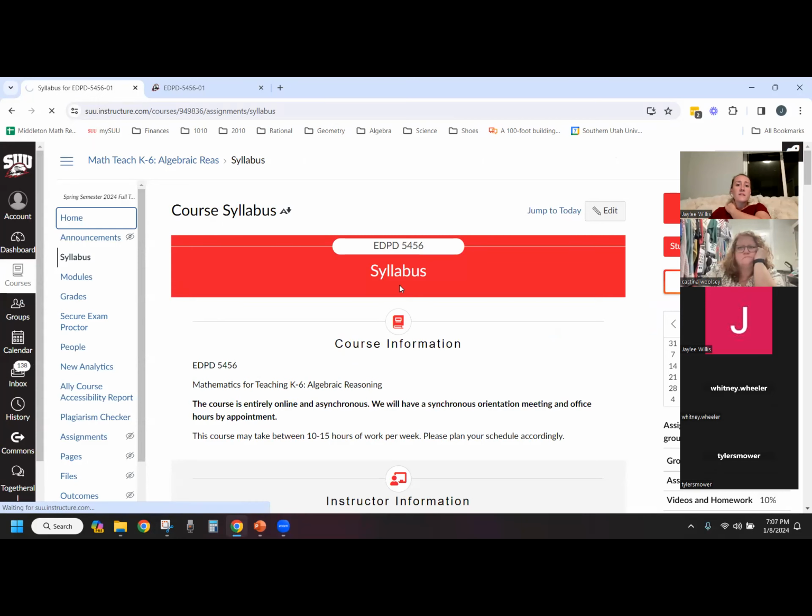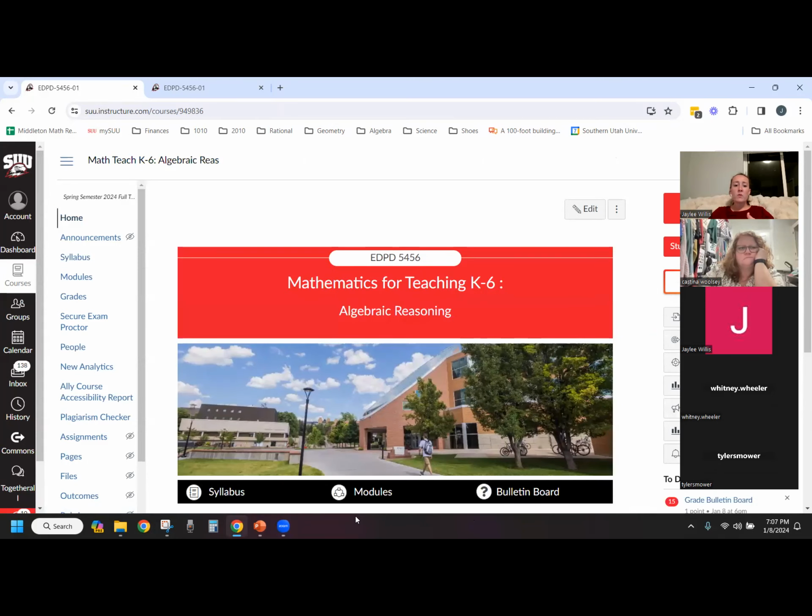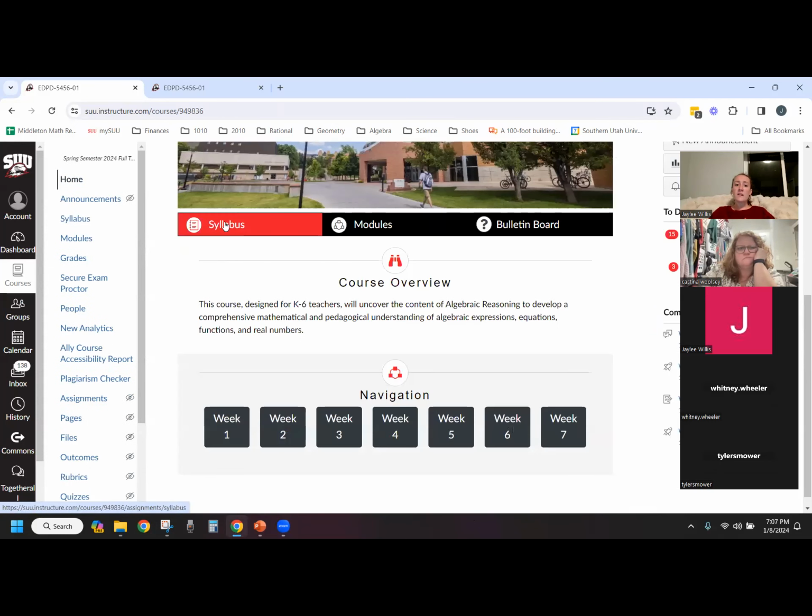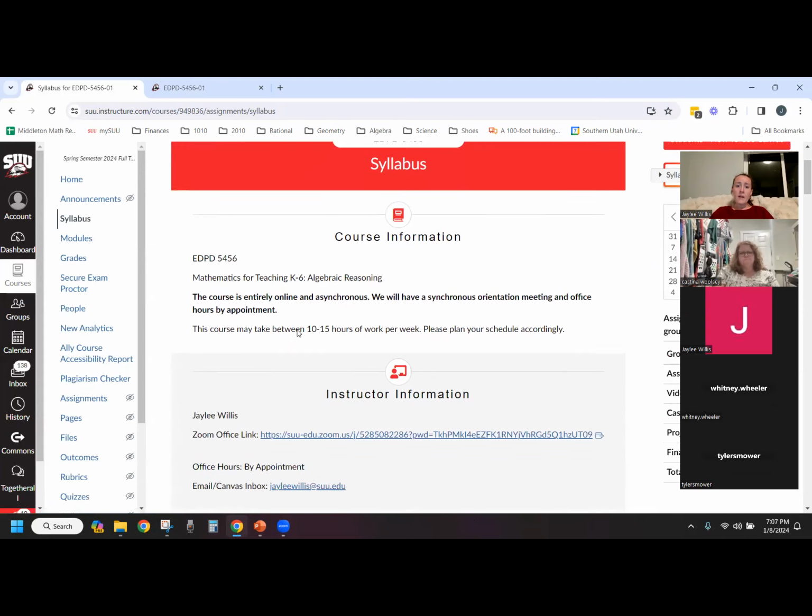To get to the syllabus, hopefully you have used Canvas before. But if not, this is the homepage. You can get to the syllabus from here, and the modules from here. The modules is where all of your assignments are listed, or you can also access them on the left. So we'll go to the syllabus.